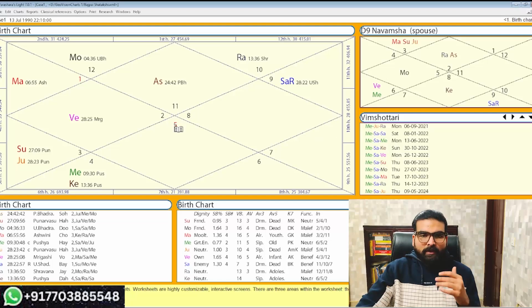Now, first of all, we will start with Jupiter and Rahu, and we will take Mercury later. So, technically, can Jupiter give the marriage or not? Yes, because for females, Jupiter is the Karak planet for marriage, because Jupiter represents the husband. And for males, it is Venus. But Venus is the general Karak planet for marriage also.